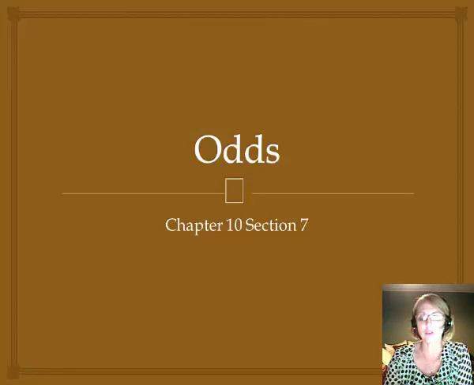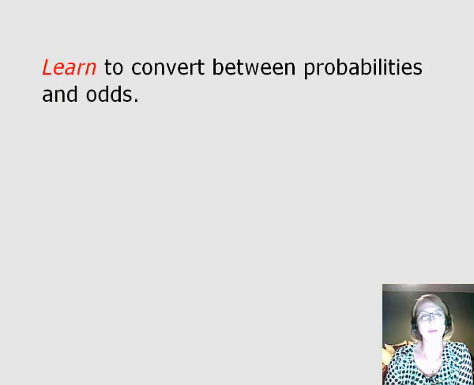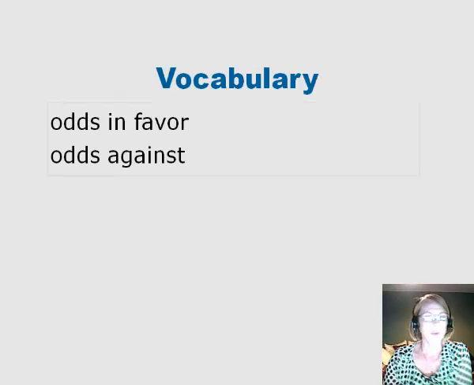Welcome to Chapter 7, Section 10, Odds. We're going to learn to convert between probabilities and odds. Two vocabulary words: odds in favor and odds against.